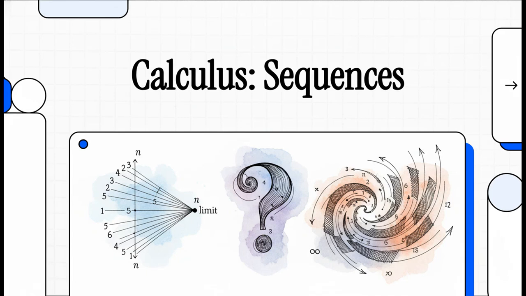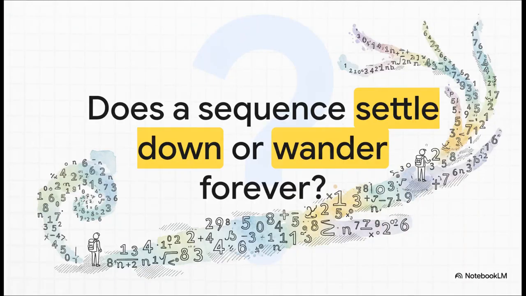All right, let's dive right in. Today, we're talking about calculus sequences, and we're going to tackle one big question about these endless lists of numbers. So here it is, the big mystery. Imagine an infinite list of numbers stretching out in front of you. Does that list eventually zero in on one single destination, or is it doomed to just wander around forever? That's what we're going to figure out.